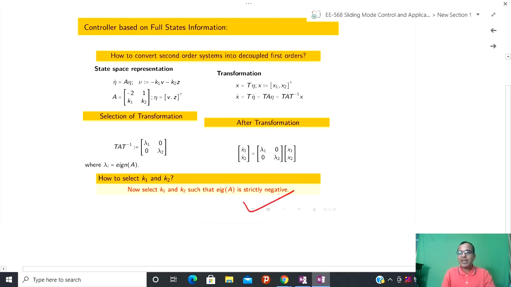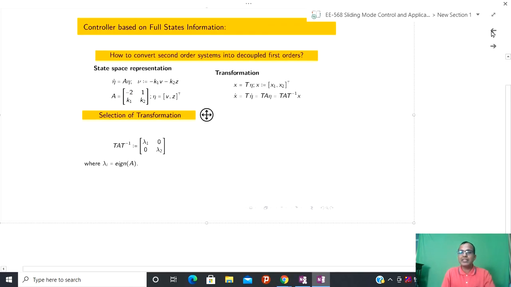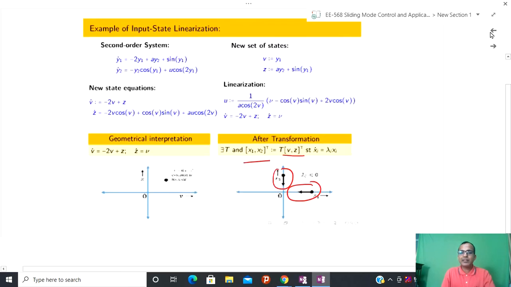And once I design nu, now you can see that if you are able to design nu, then automatically I can say that v and z equal to 0. And after that, whatever nu I am going to couple here, in this way I can design control for this original system. Anyone has confusion on this? Have you been able to understand or not?